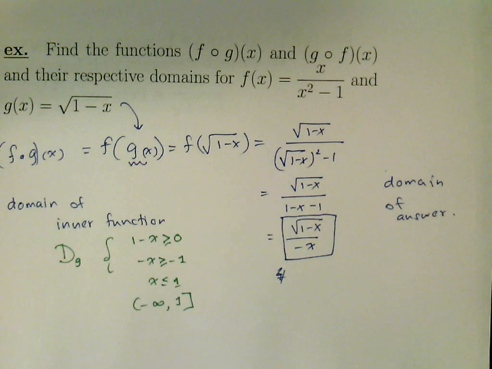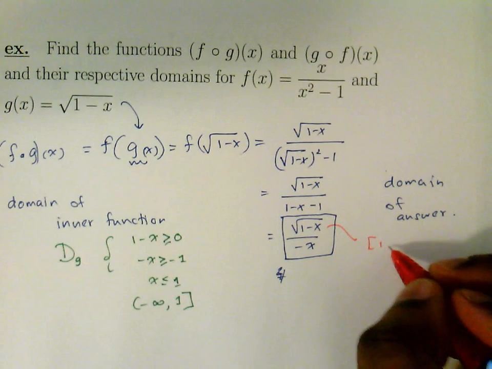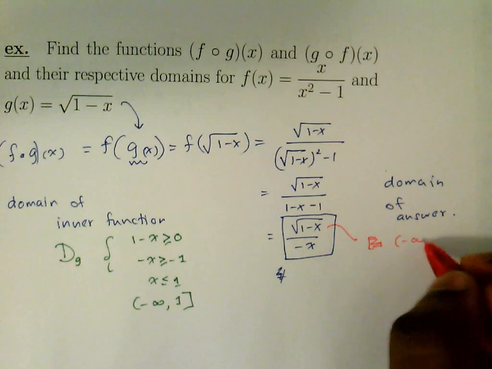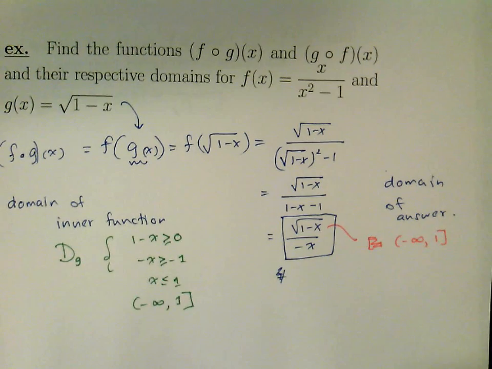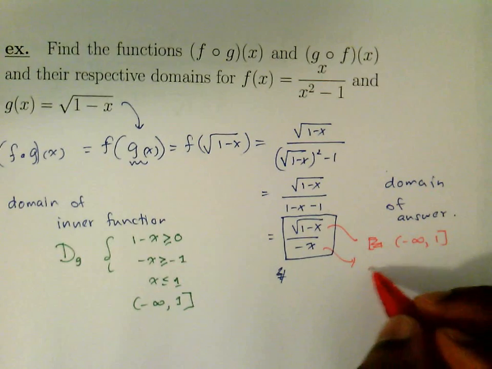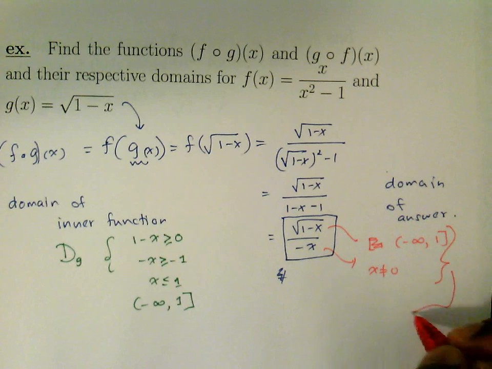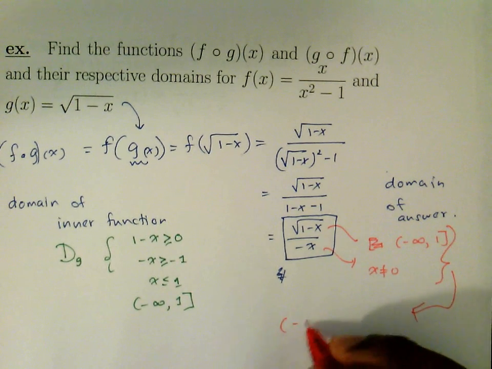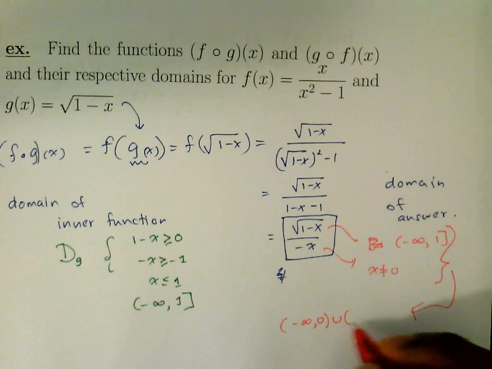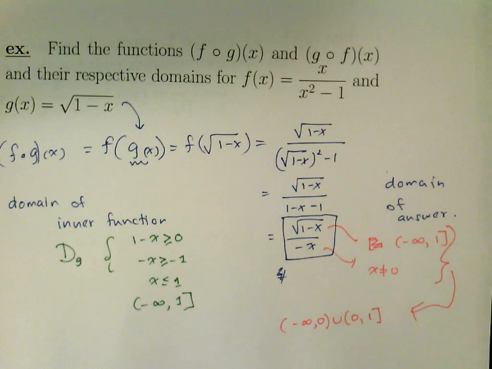And the domain, well, there are some complications. From the top I get negative infinity to 1, as we got this one, the same exact calculation. Here I get x not equals 0. So with both of these, I get the domain should be negative infinity to 0, and then from 0 to 1. I have excluded 0 because it's in the denominator and it can't be 0.